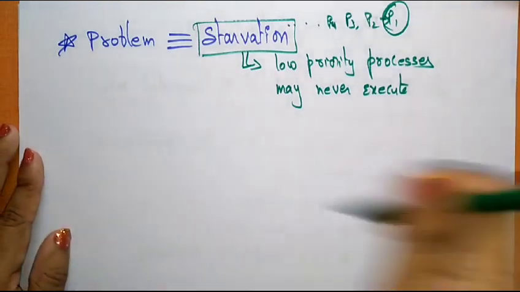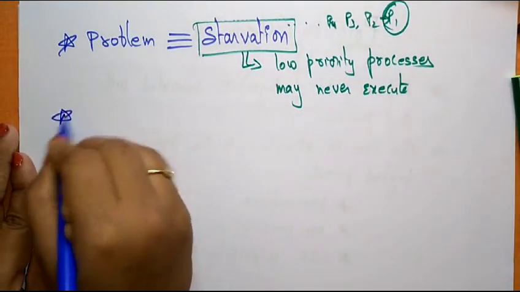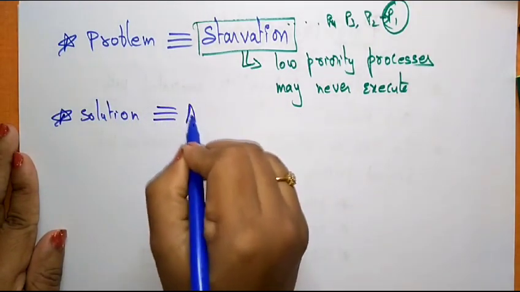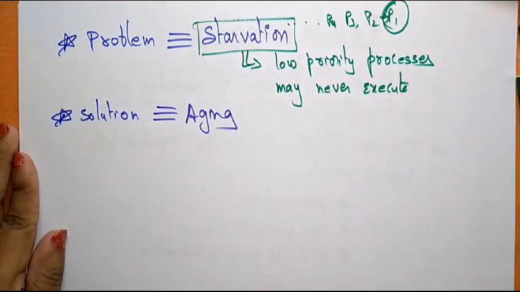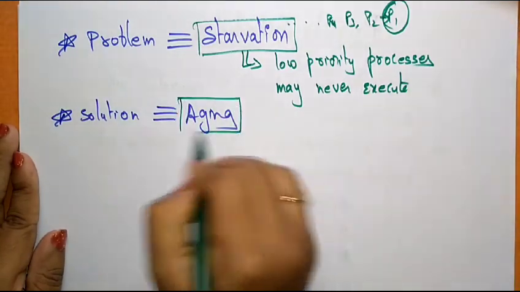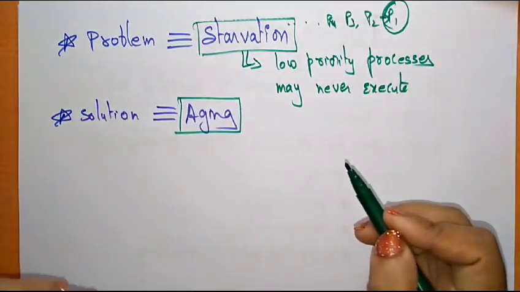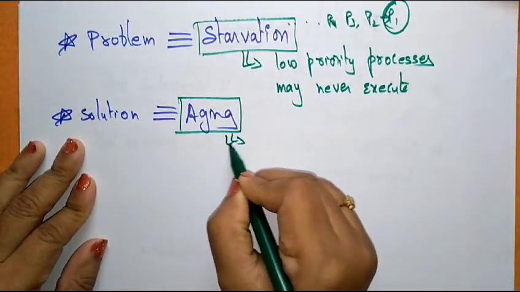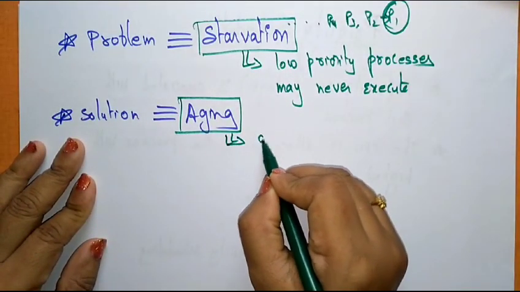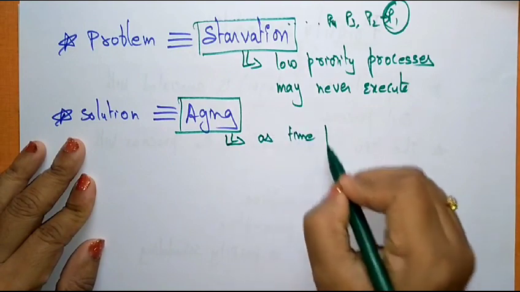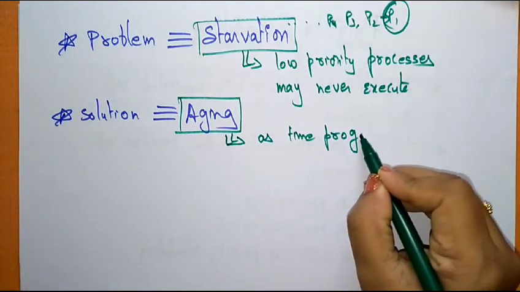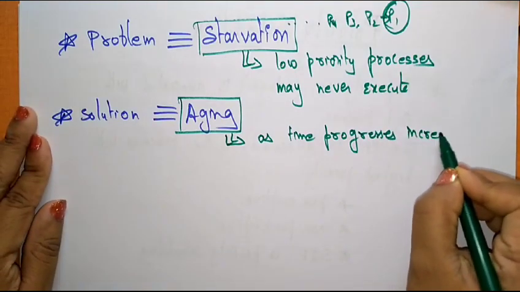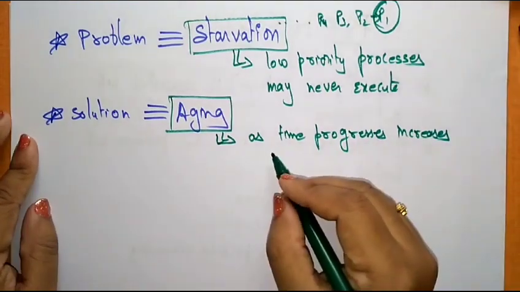And you can have a solution for this problem also. So what is the solution for this problem? The solution for this problem is aging. What do you mean by aging? How will aging overcome this starvation problem? Aging means, as time progresses, you increase the priority of the process.